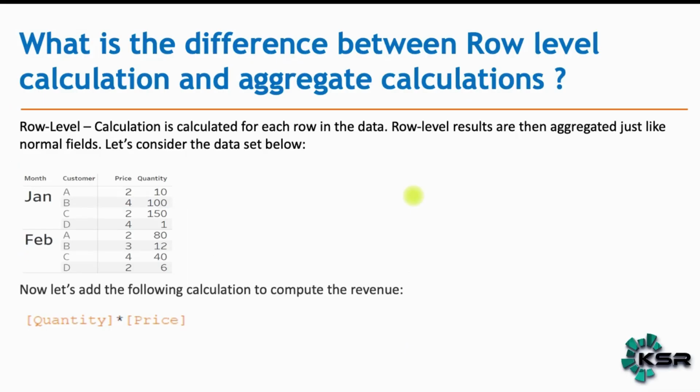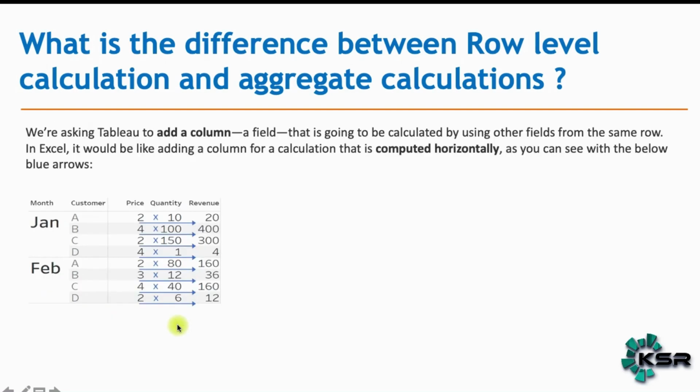Then this is very favorite question of interviewers. What is the difference between row level calculation and aggregate calculation? Row level calculation is calculated for each row in the data. Just remember that. And row level results are then aggregated just like normal fields. So if you have written a calculation, let's say quantity into price. So this is my rows in the data set. Okay. Now I've written quantity into price. What it will do is quantity into price, it will do row by row. That's how a row level calculation is done.